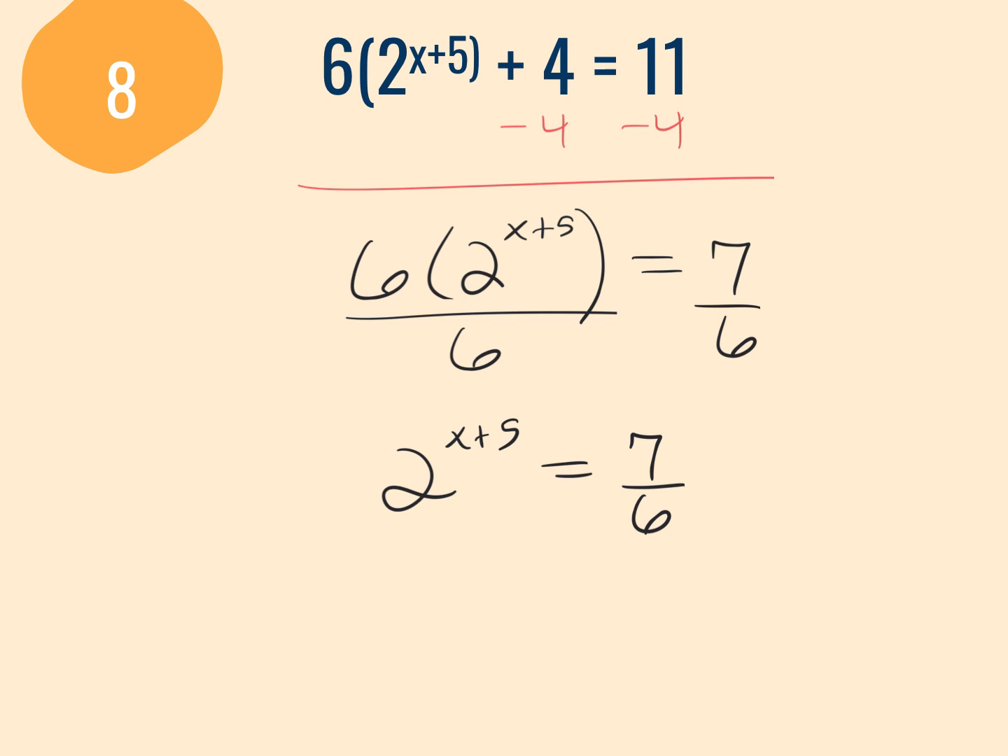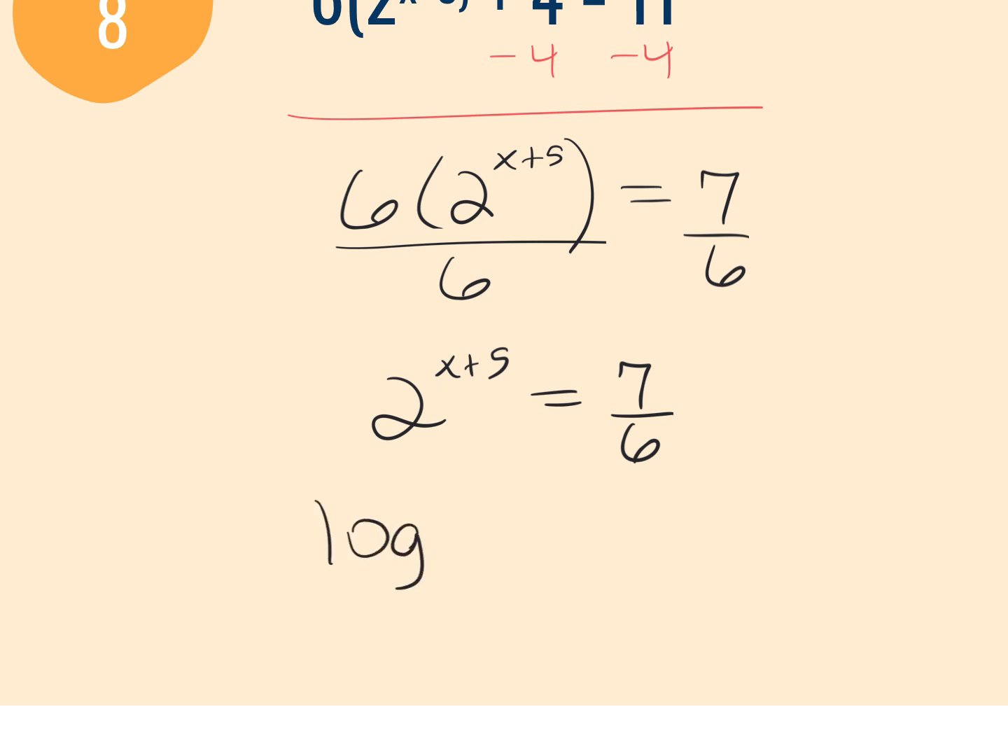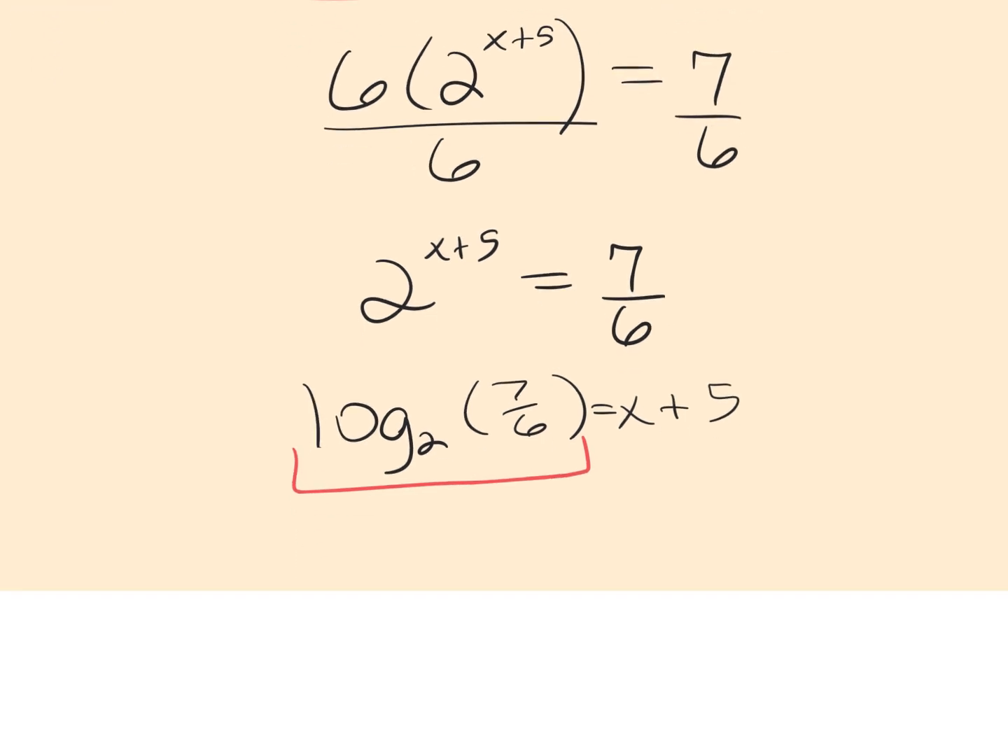Again, I cannot solve this the way it's given in exponential form now, so I need to convert it to log. So I'm going to be doing log base 2 of 7 over 6 equals the x plus 5. So again, this is calculator. Do not round until the end. We're going to leave the super long number we get from our calculator. We're going to leave it on there.